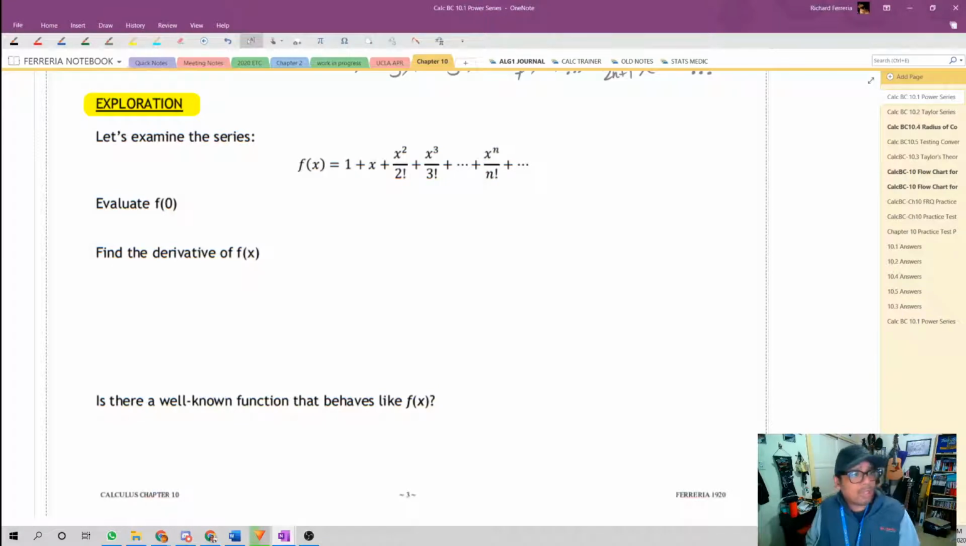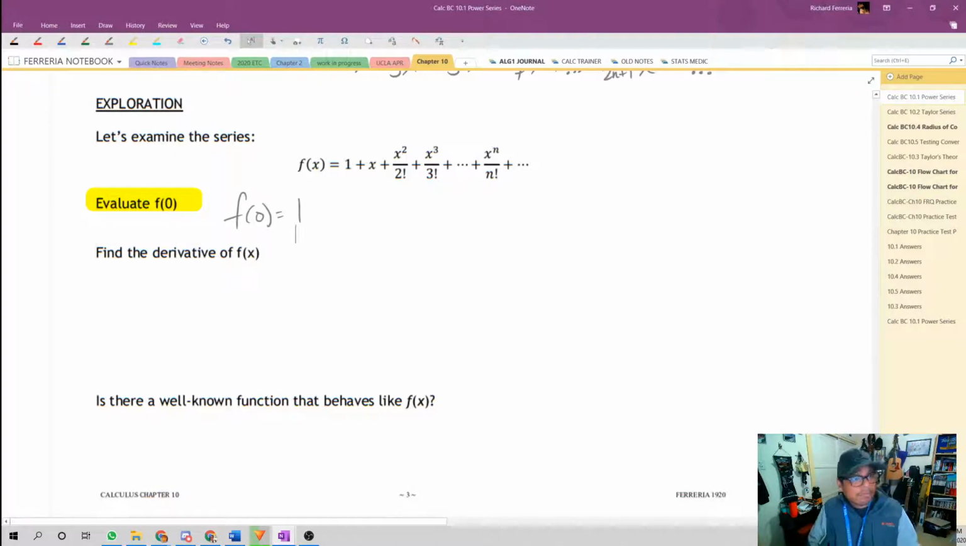Okay, over to the exploration. Let's start by evaluating f of 0. And that's not really difficult. The only term that doesn't have an x in it is that first term. So f of 0 is equal to 1.